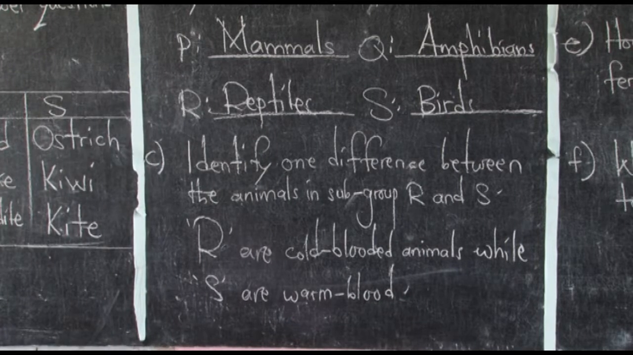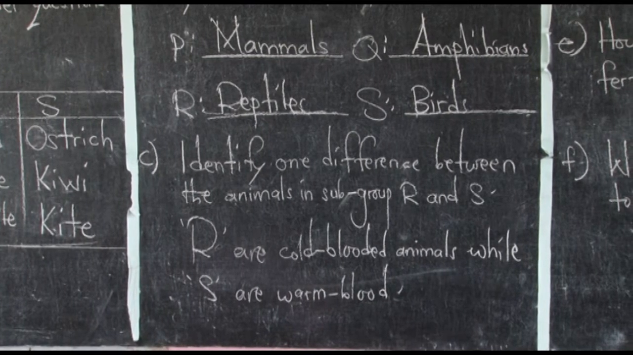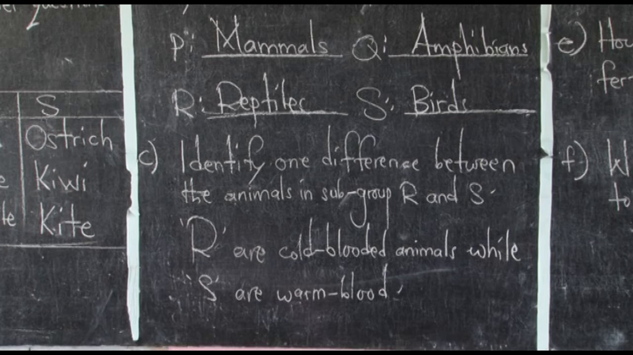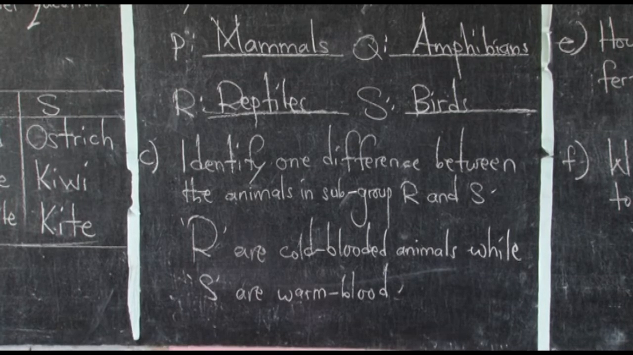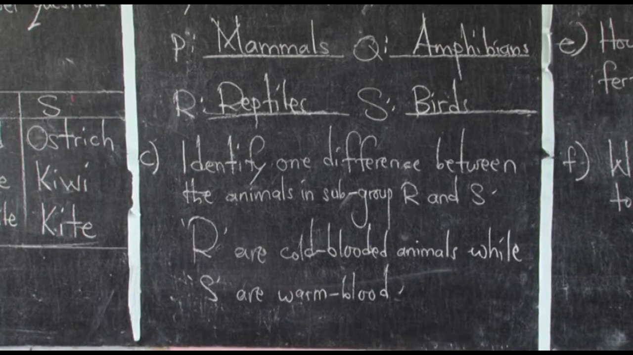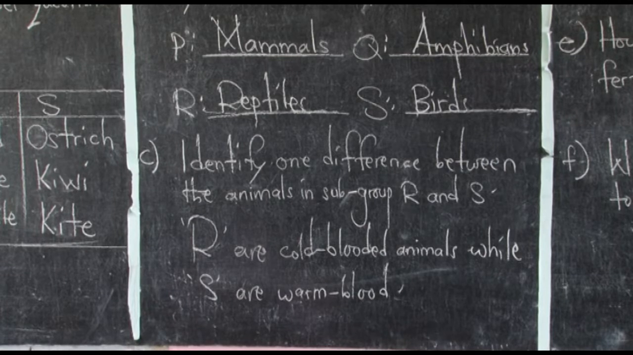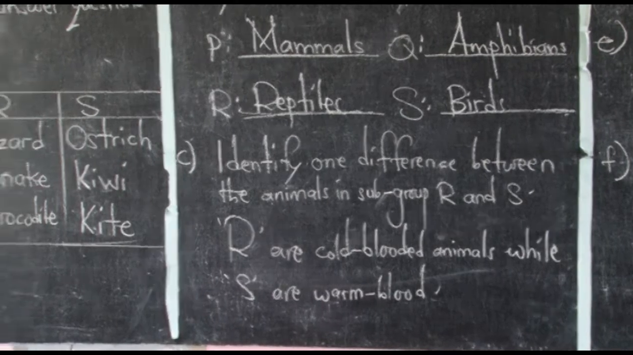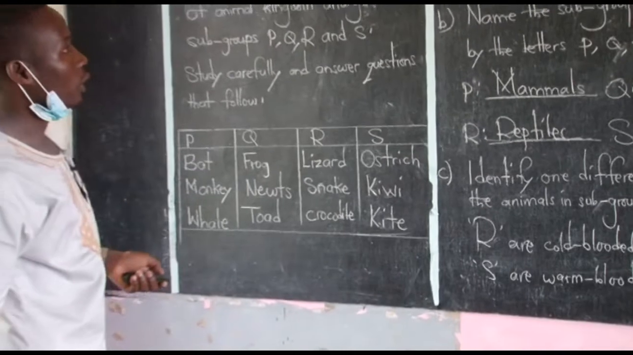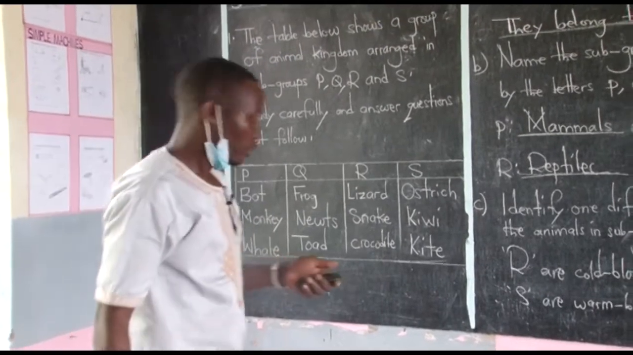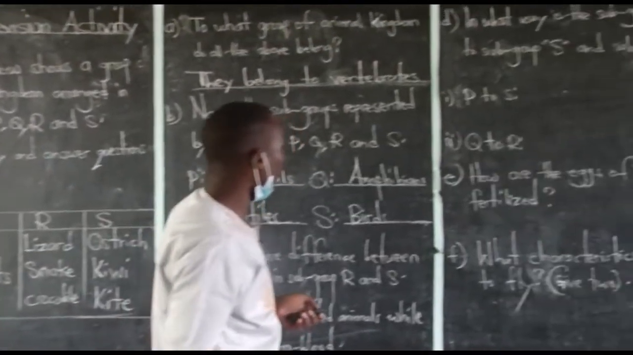Yes, so simply this gives us a very clear difference. So the Ara, they are cold-blooded, and then S are warm-blooded. So we can move ahead to the next question. From C we go ahead to D.